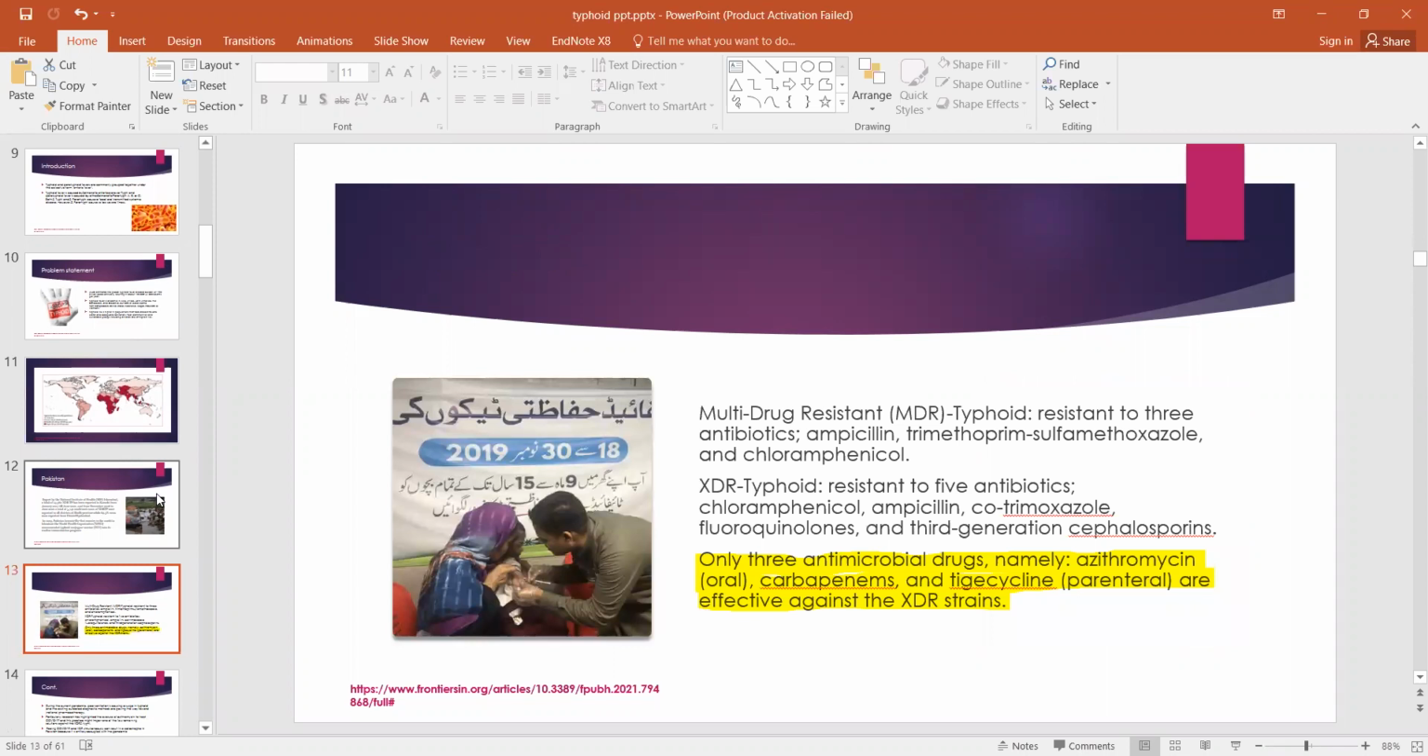Multi-drug resistant typhoid: there is resistance to three antibiotics, ampicillin, trimethoprim-sulfamethoxazole, and chloramphenicol. In extensively drug-resistant typhoid, there is resistance to five antibiotics: chloramphenicol, ampicillin, cotrimoxazole, fluoroquinolones, and third-generation cephalosporins. Only three antimicrobial drugs, namely azithromycin, carbapenems, and tetracycline, are effective against the extensively drug-resistant strain of typhoid.